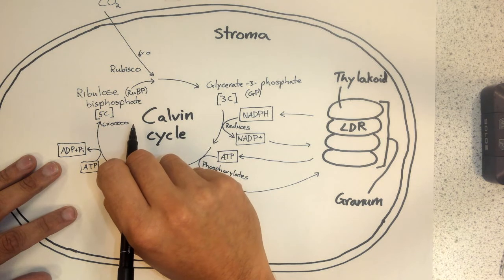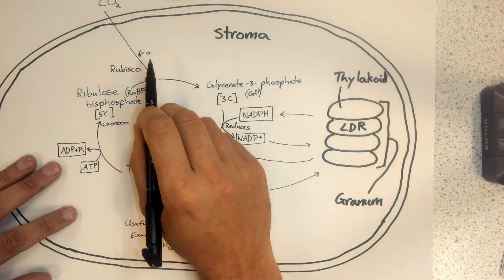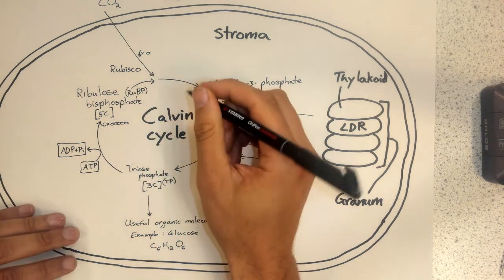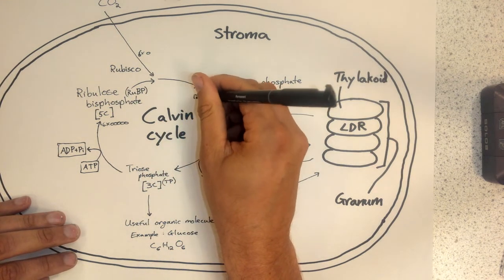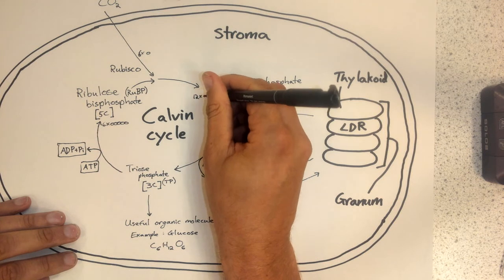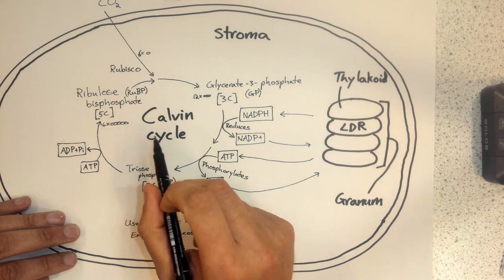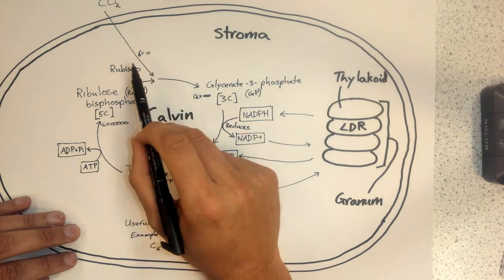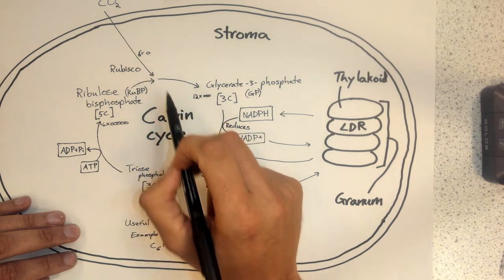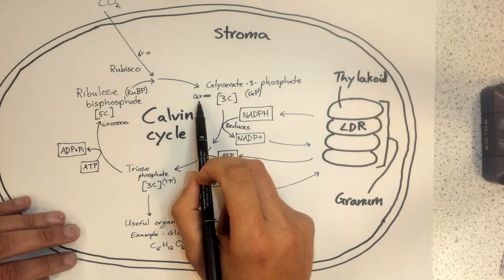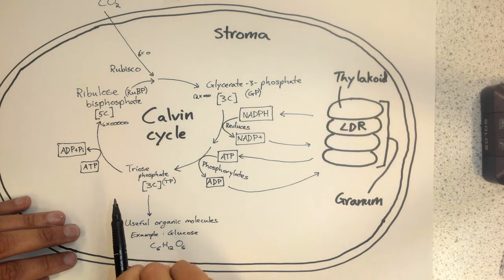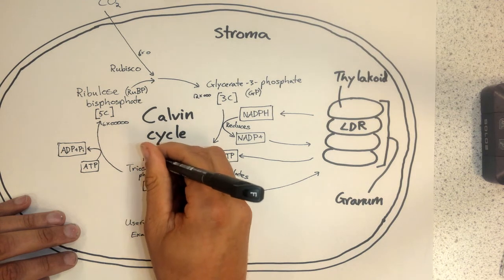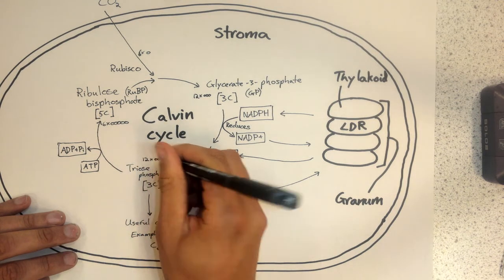6 ribulose bisphosphate and 6 carbon dioxide will come together and then instantly split, so that we end up with 12 3-carbon GPs. Think about that for a second. We've got 30 carbons coming from here, 6 carbons coming from here. That makes 36, or 12 3-carbon molecules. These would in turn be converted into 12 3-carbon TPs.